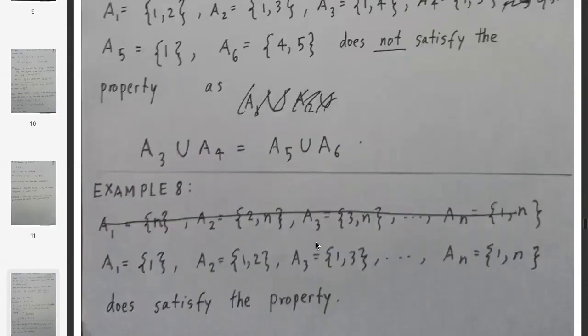So now just one more example to understand the property. If I take subsets of 1 to n in the general case of n, and we set a1 equal to {1}, a2 equal to {1, 2}, a3 equal to {1, 3}, and an equal to {1, n}, then this indeed does satisfy the property.